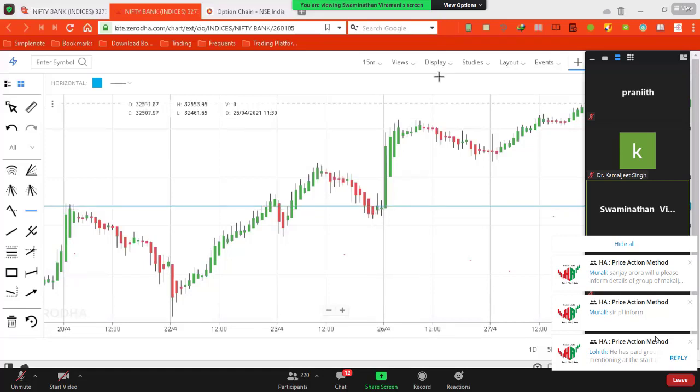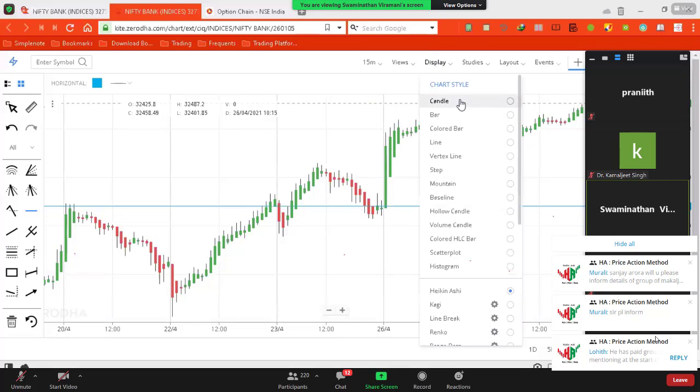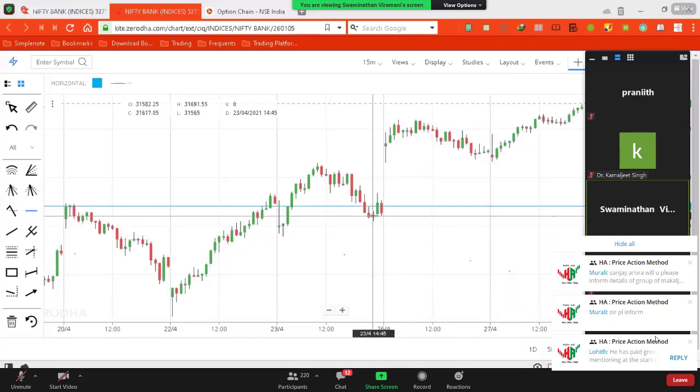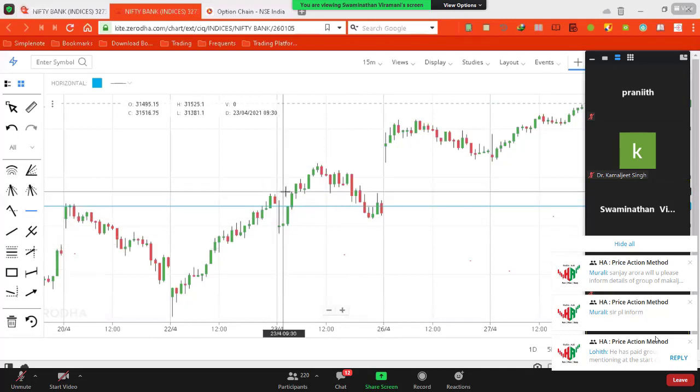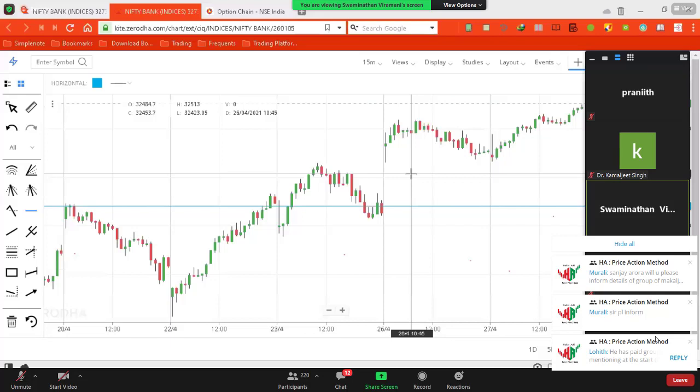Now, if I knew it for 100% sure, I would not even need to place a stop loss. But since I don't know it for 100% sure, I keep a stop loss below the low of this entry candle, right?